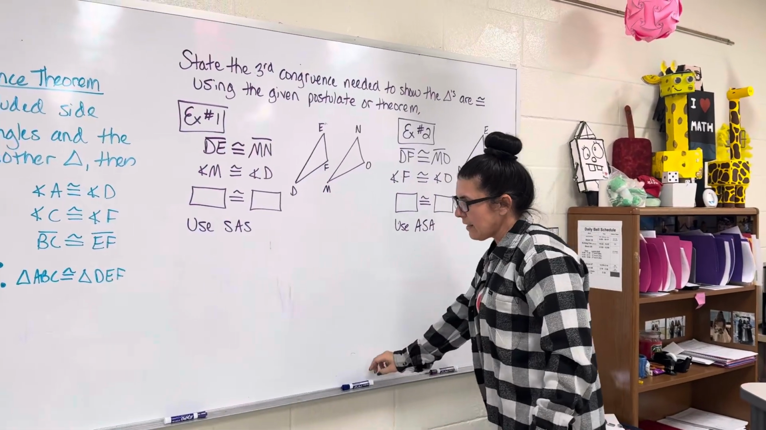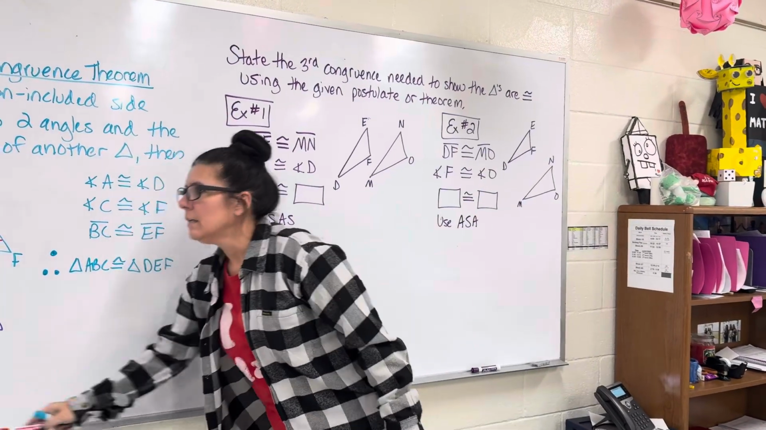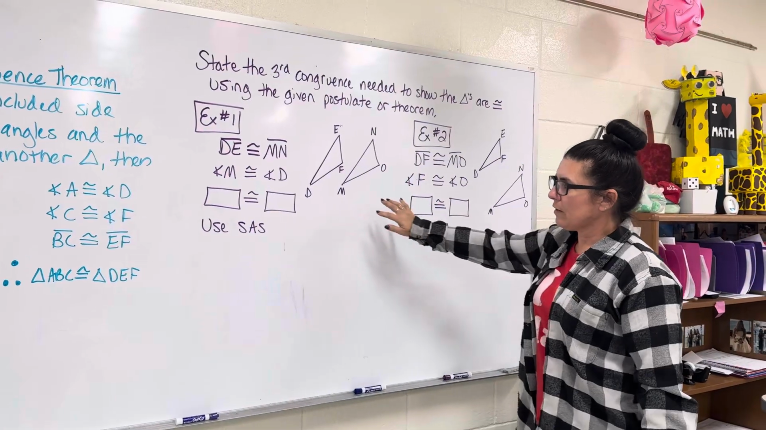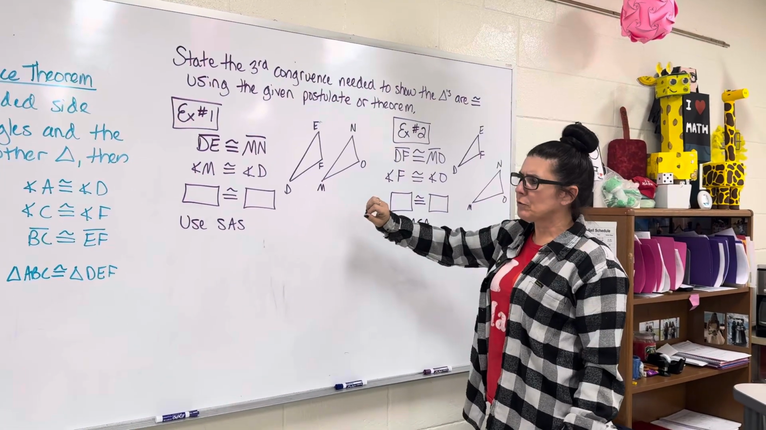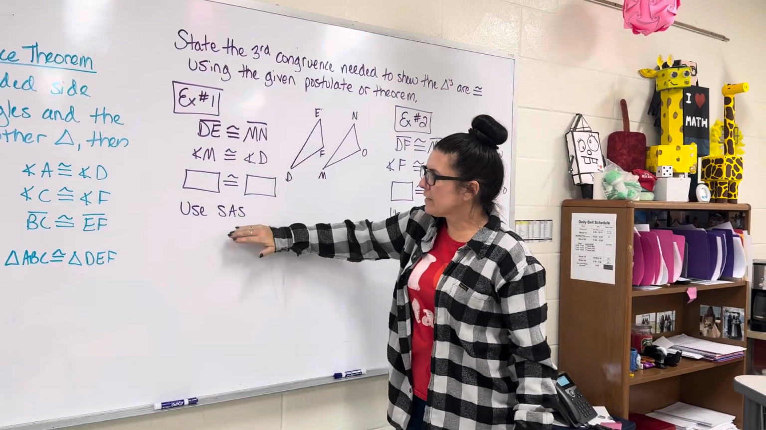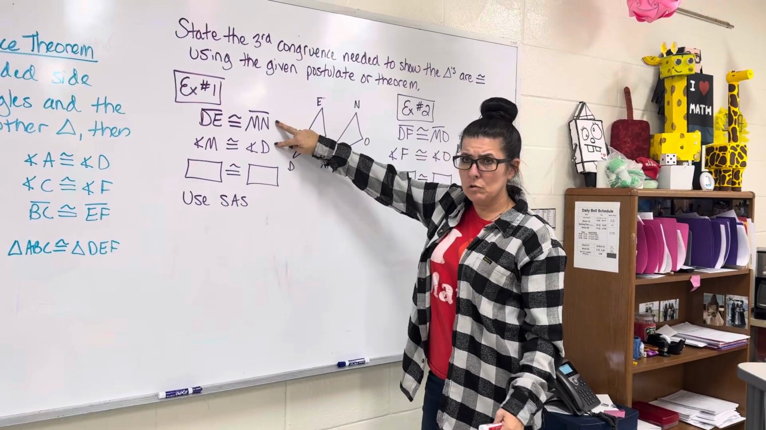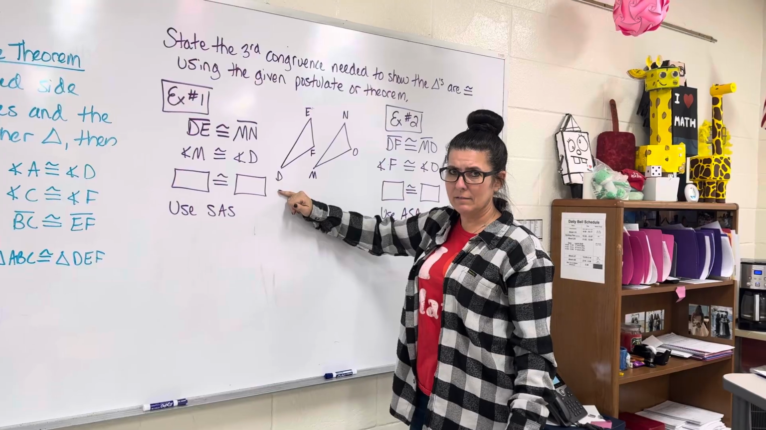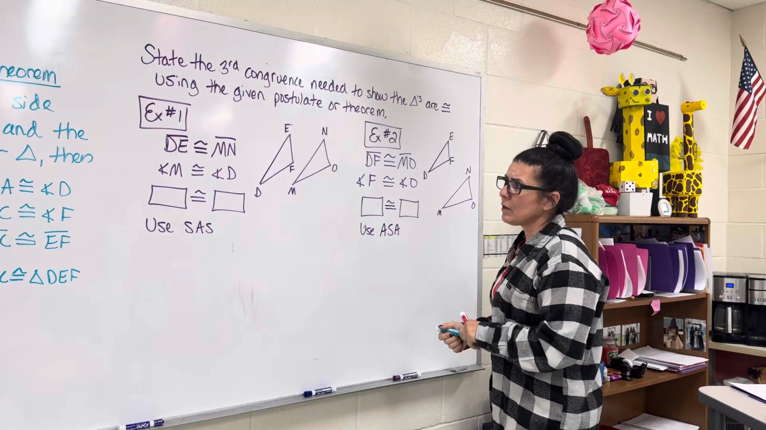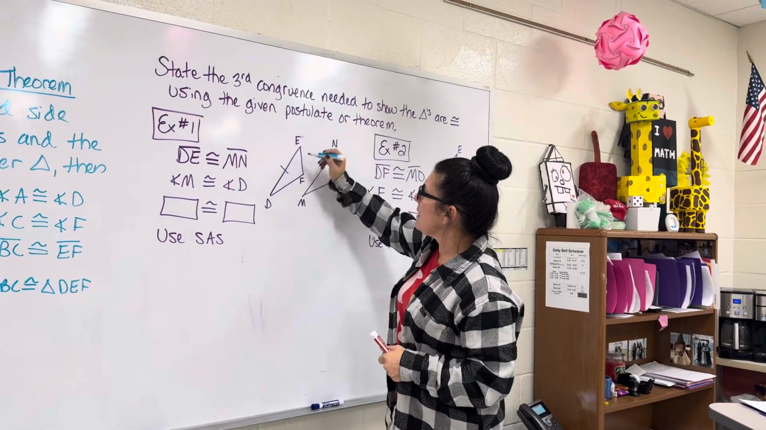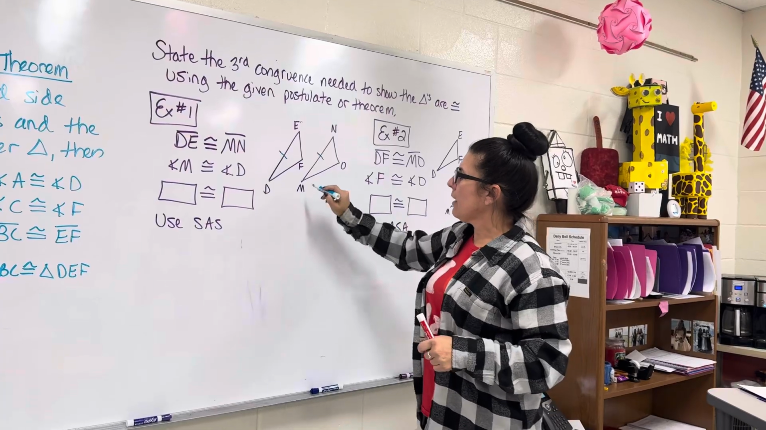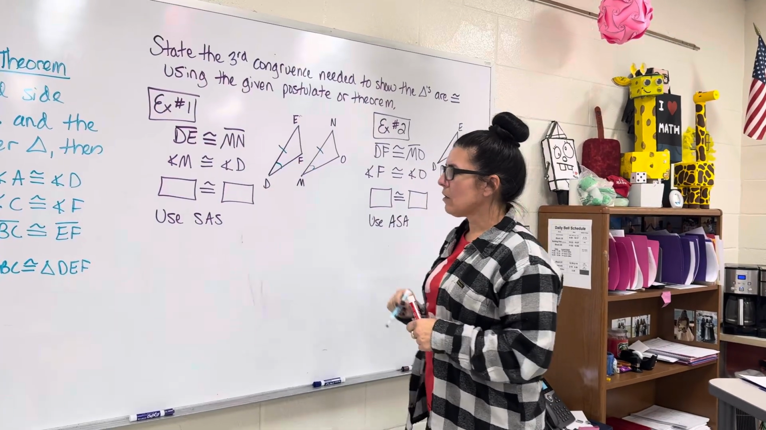So we need to state the third congruence needed in order to show these two triangles are congruent. So these are a little bit tricky. This first example says you have to use side, angle, side. They're giving you these two. We have to figure out what's missing. So use your diagram and mark it up. It tells us that DE and MN are congruent. Angle M and angle D are congruent.